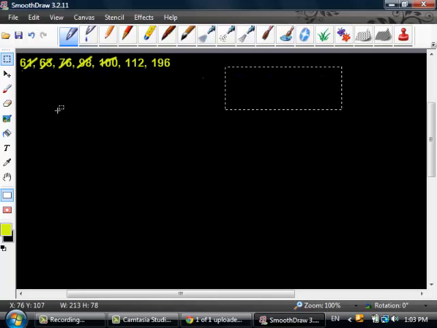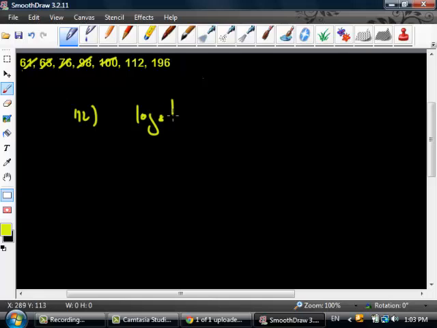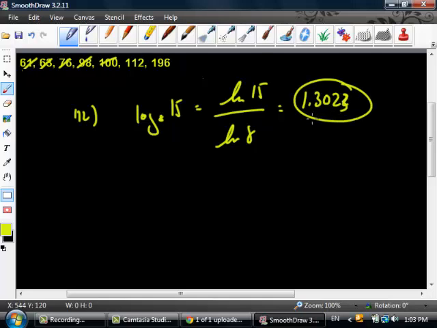So with 112, you've got to use the change of base formula. So log base 8 of 15 is natural log of 15 over natural log of 8. Who can raise your hand and tell us? Aaron? 23. Pump it into your calculator. Okay? That's a piece of cake.